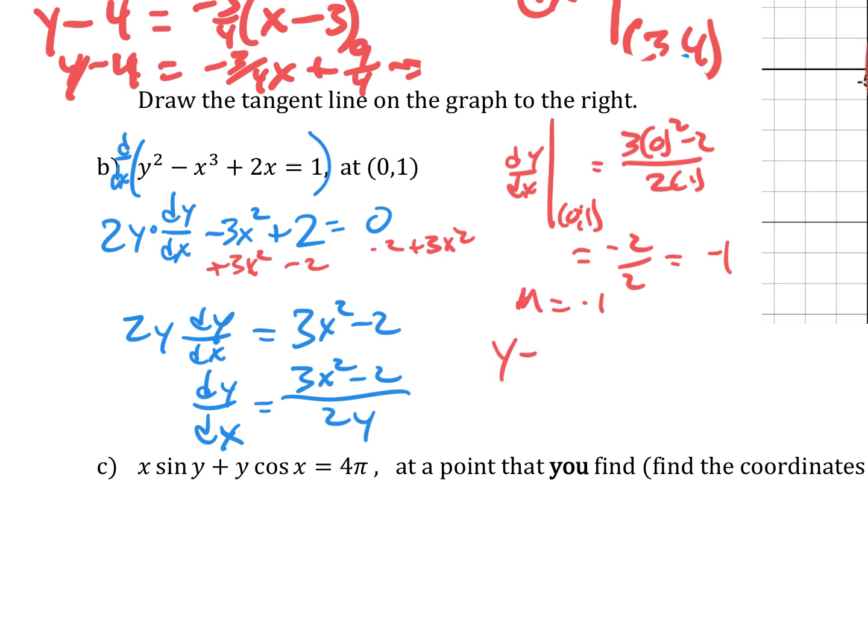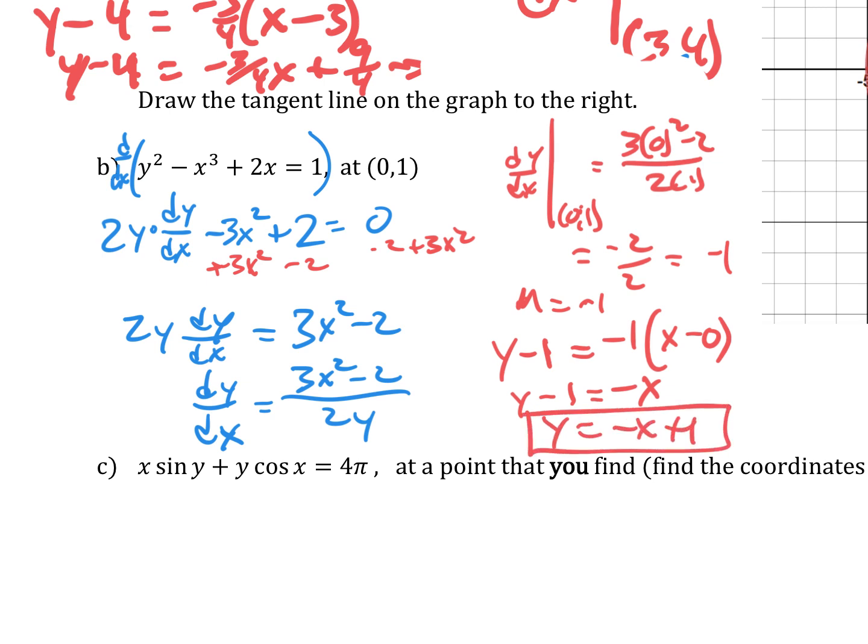And so our equation, y minus 1 equals negative 1 times (x minus 0). Little cleanup. y minus 1 equals negative 1 times x, which is negative x. Add 1 to both sides, negative x plus 1. Okay? There you have it.